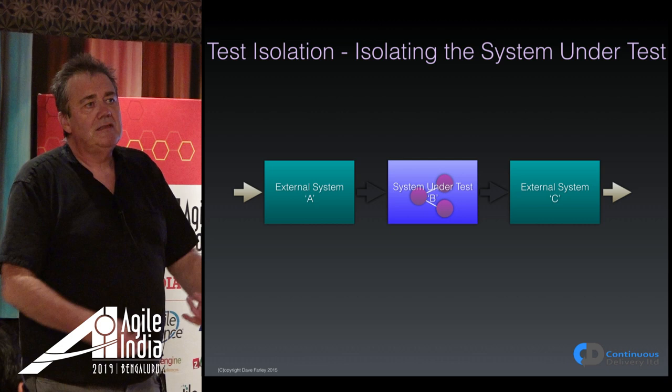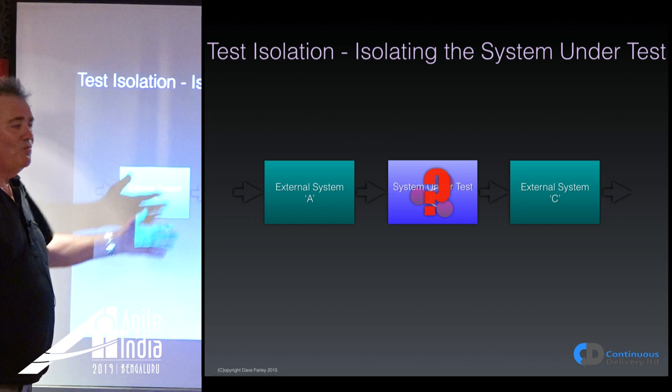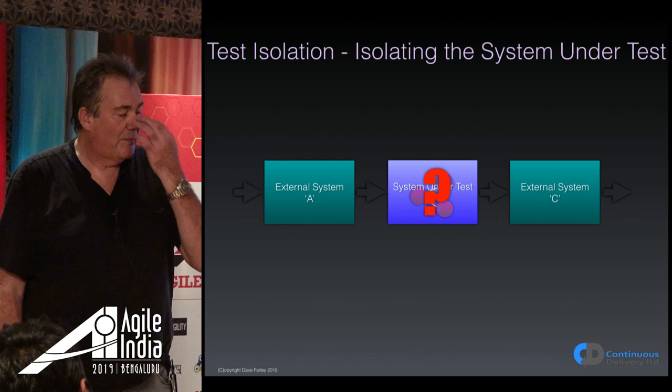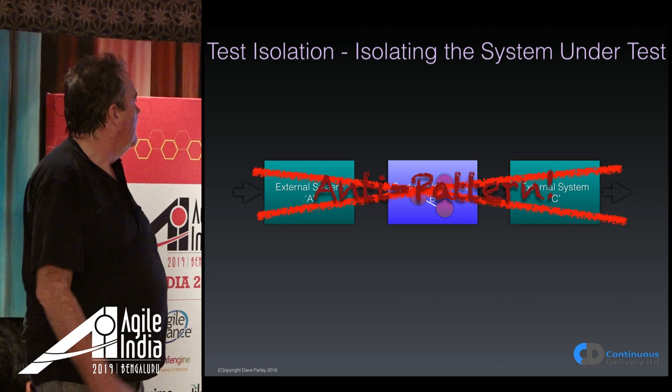But worse than that, we're not going to be experts on all of these other systems. And so it means that our system really is not in a precise state. It's not really deterministic in approach. So it severely limits the kind of testing that we can do. So this is an anti-pattern. This end-to-end testing is really an anti-pattern. What we'd like to do is something more like this.